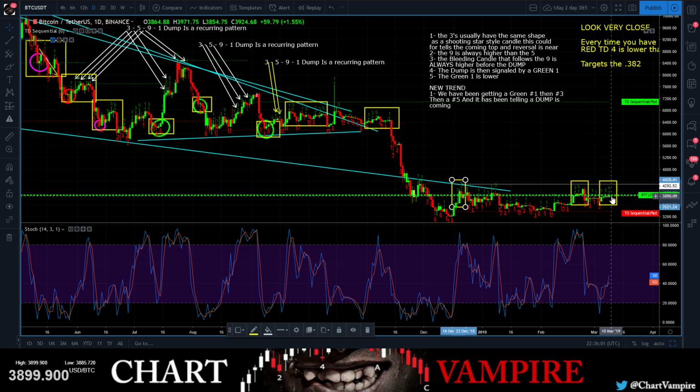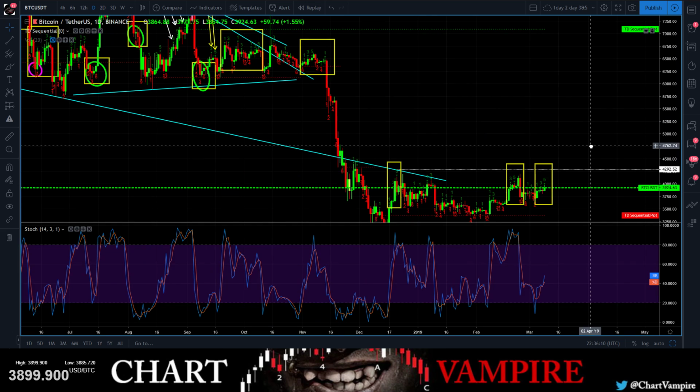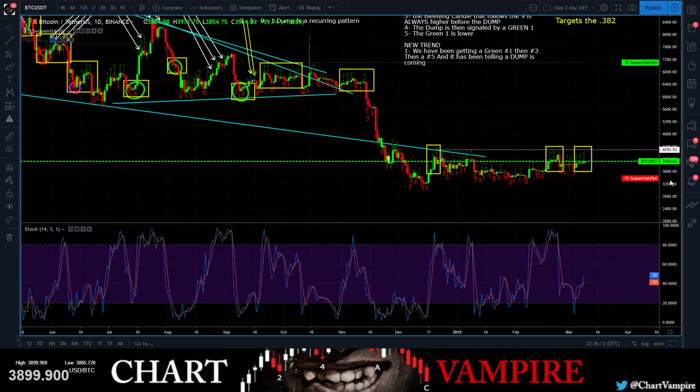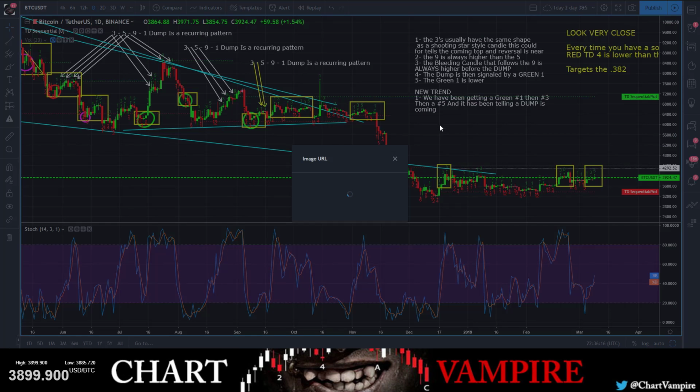It is a green candle with a green number. This closes in an hour and 30 minutes. I want to see how this baby closes out. It is definitely kind of a shooting star-ish style candle on the daily. So we're gonna pop this up here.